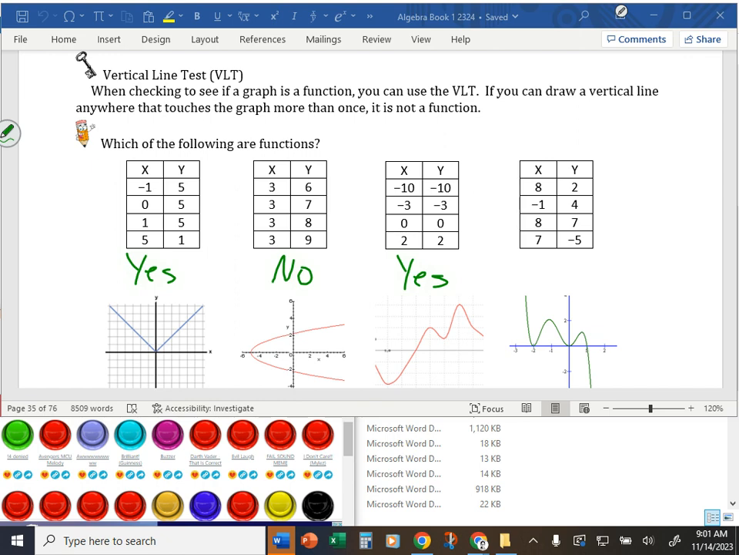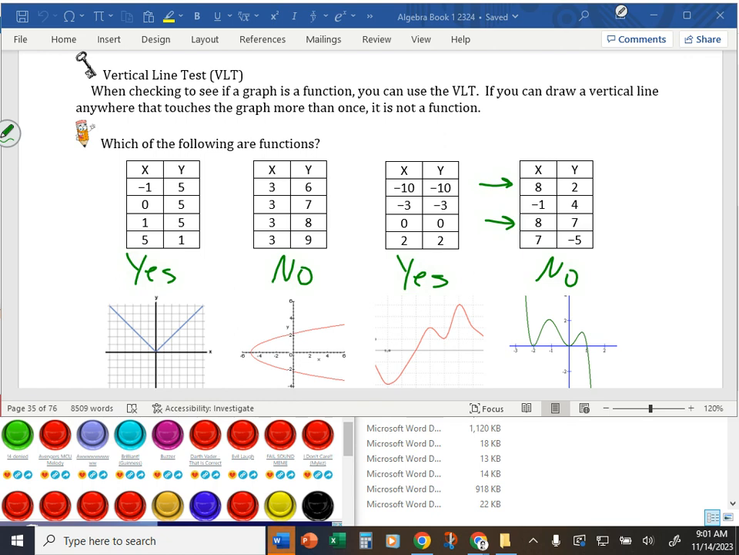Function, yay or nay? Yay function? Nay function. It is not a function. Okay, and the reason why is because x repeats itself. If x repeats itself, it is not a function.